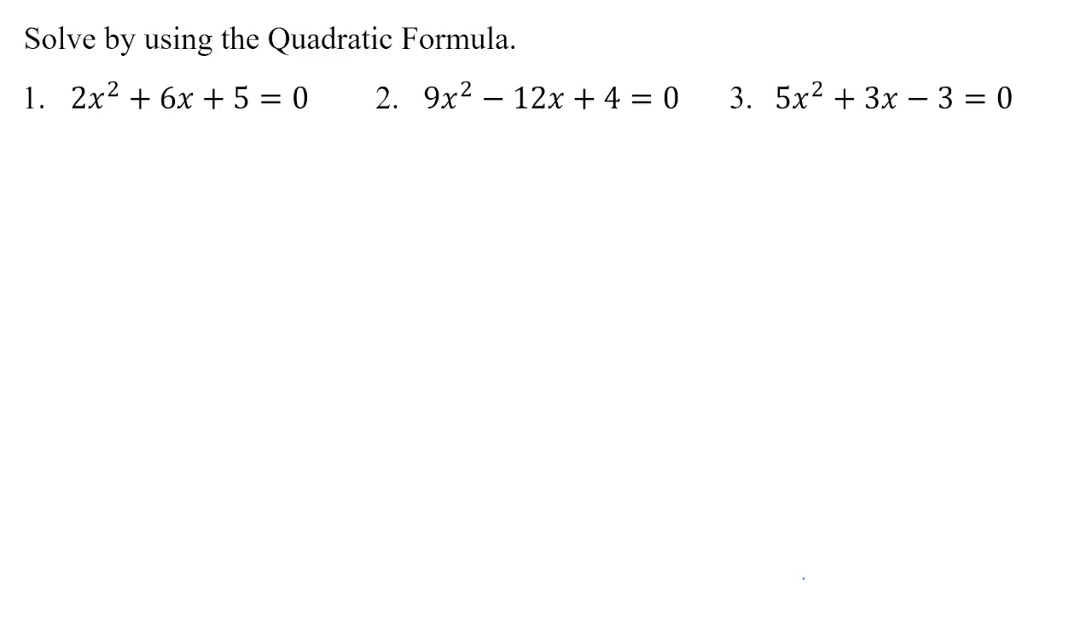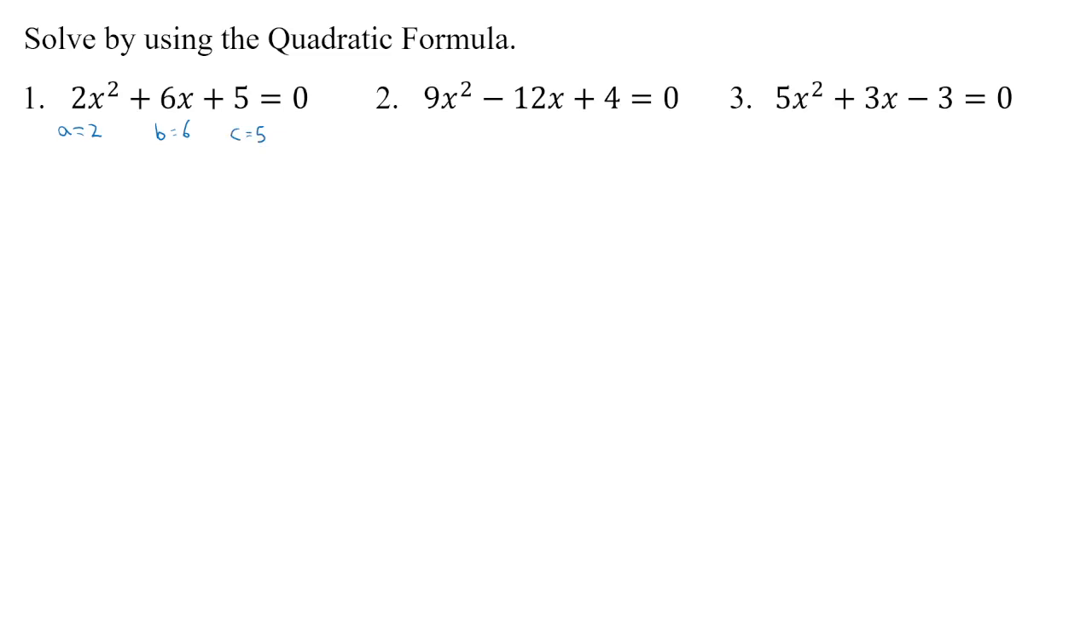Let's say you are to solve using the quadratic formula: 2x squared plus 6x plus 5 equals 0. Well, a is the leading coefficient. Therefore, a is 2. b is the coefficient of the linear term. Therefore, b is 6. And c is the constant term. So c is 5.